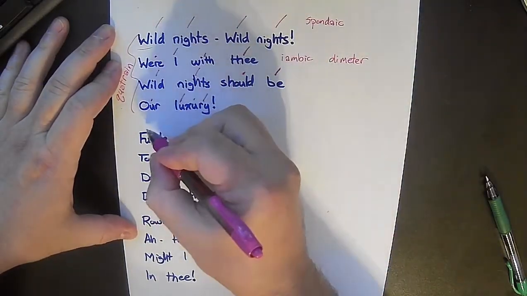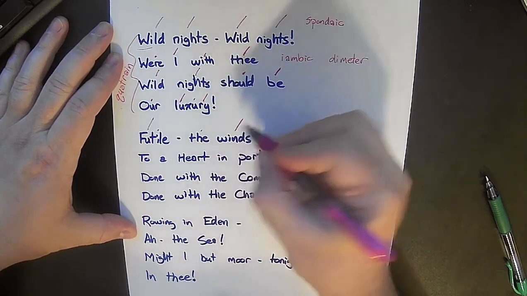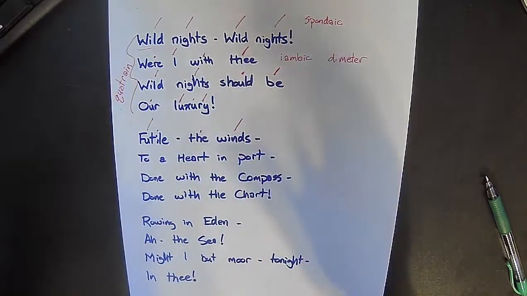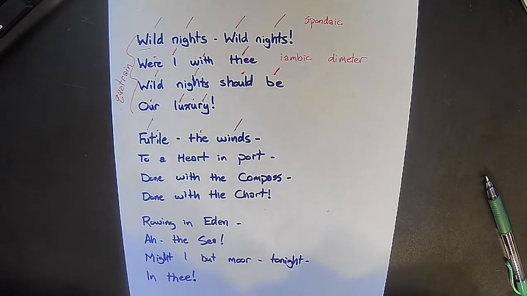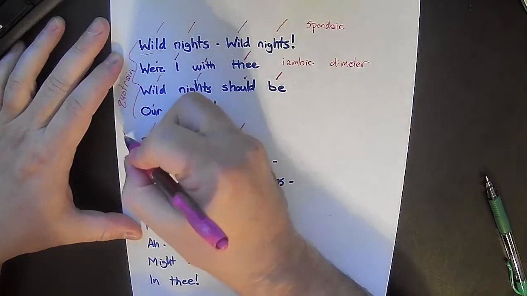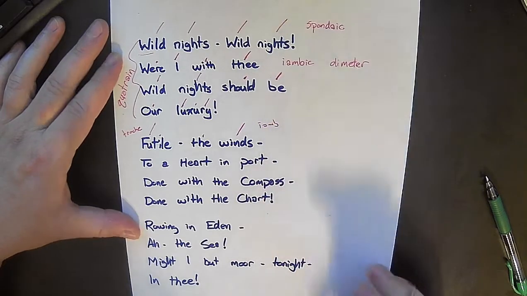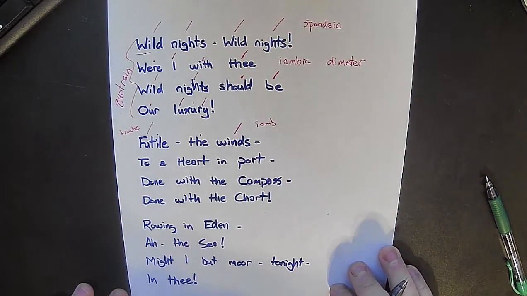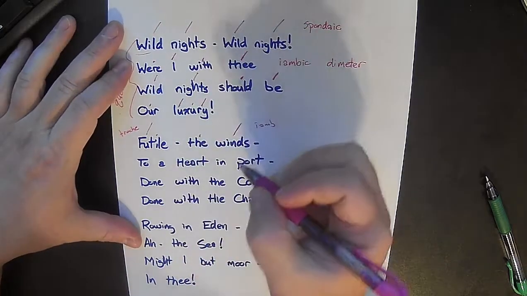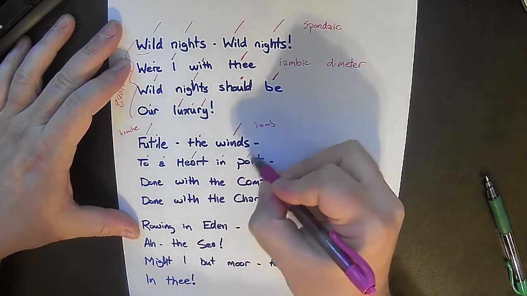Futile the winds. All right, so I feel like that's going to get pronounced futile the winds. And we have this kind of almost chiasmic structure. I think there's a better word for that in this case. It's a trochee at the beginning here. So now we've got a trochee that goes into an iamb. The next line, I'm going to read this as to a heart in port.